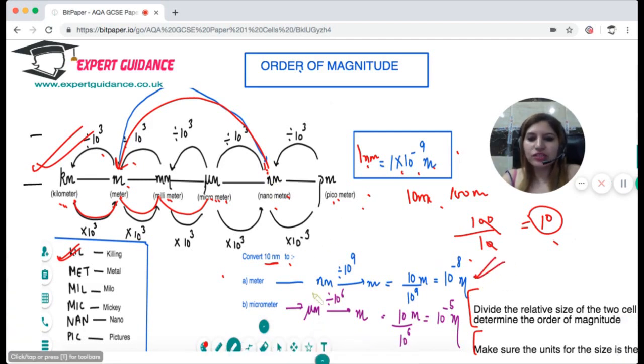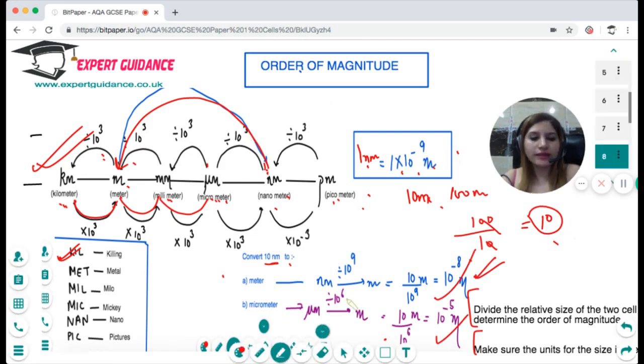And micrometers to meters, so micrometers to meters is 1, 2, 2 bumps, so it means divide by 10 to the power 6. So that gives the answer 10 power minus 5 meters. So it's very important that you know how to convert. Make sure both the units are the same and then divide the two.